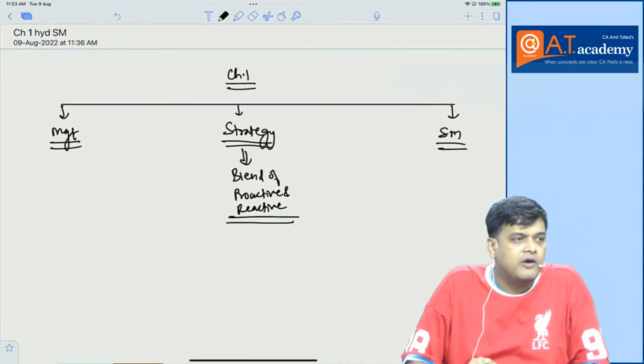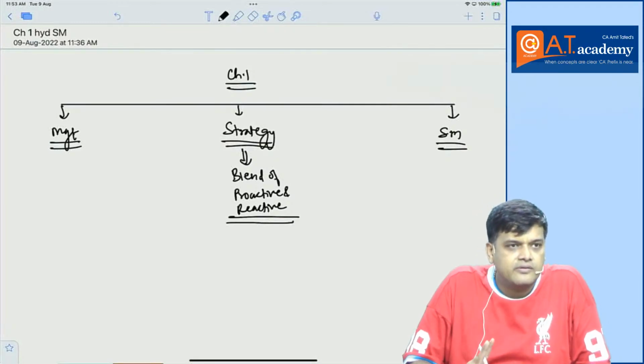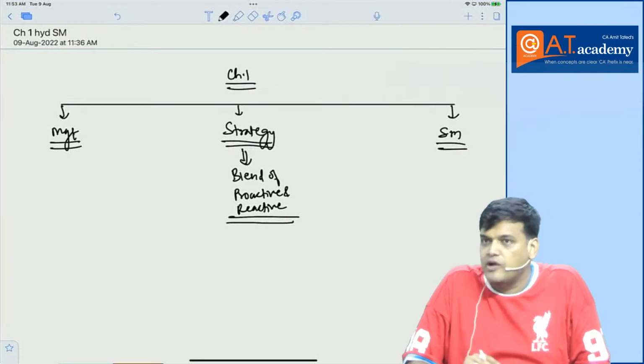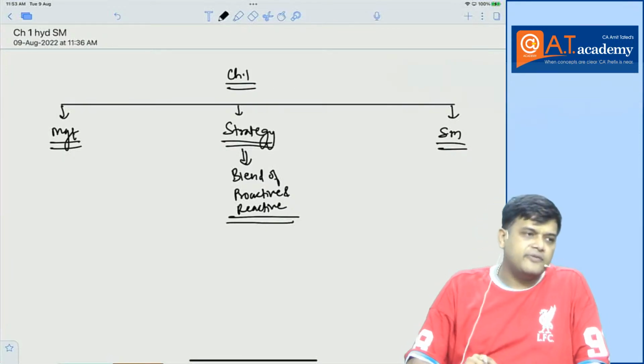So in strategy we have only how many questions? One question. In management we have a question? No. In management we have a definition. In strategy we have a definition, but along with strategy we have one question. What is that one question? Blend of proactive and reactive.